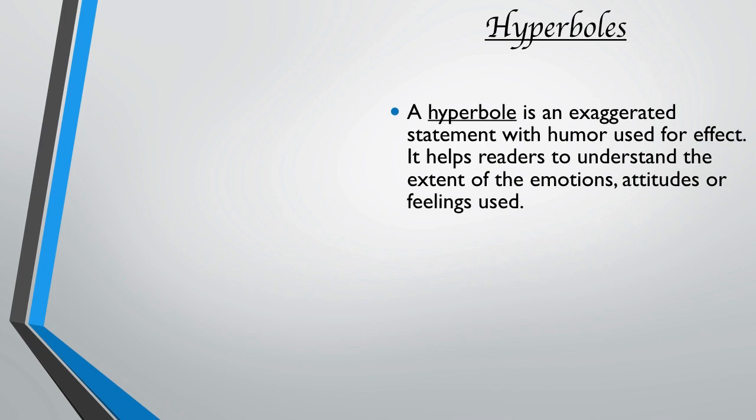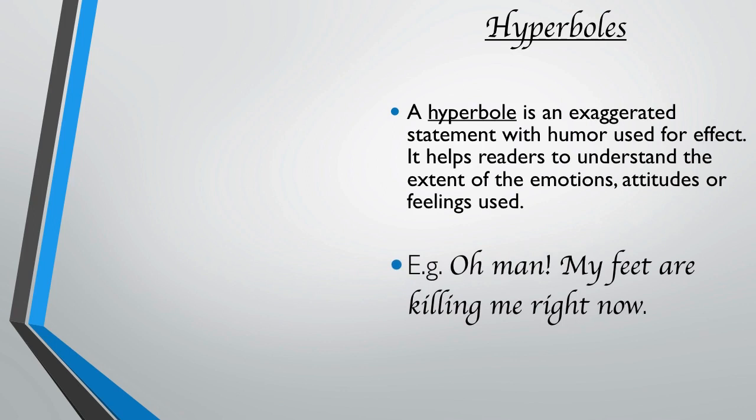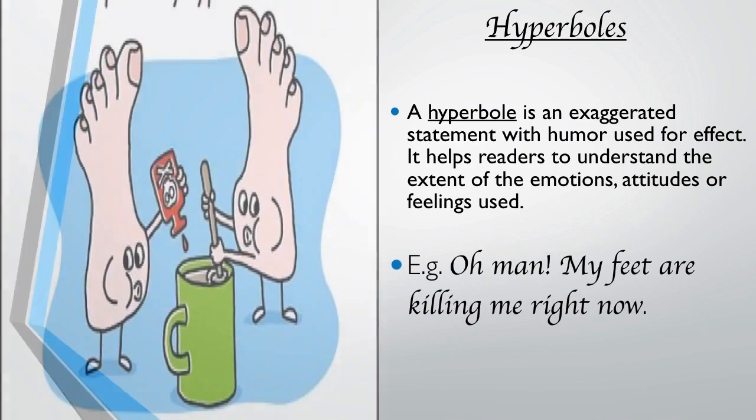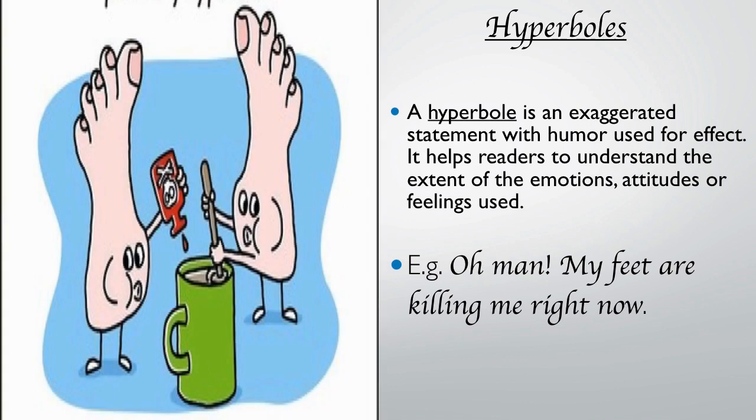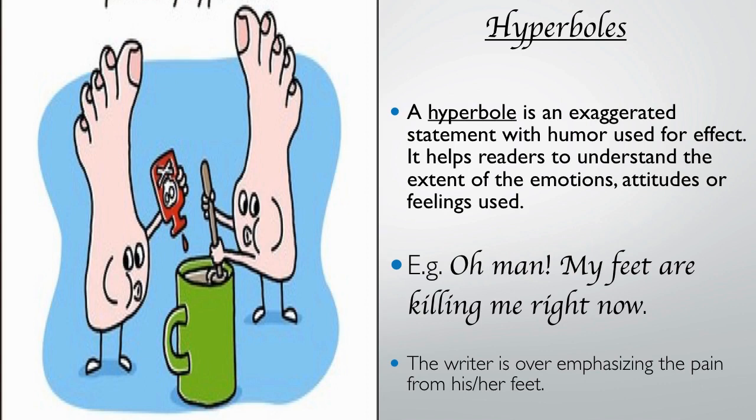And lastly, let's go over hyperboles. A hyperbole is an exaggerated statement with humor used for effect. It helps readers to understand the extent of the emotions, attitudes, or feelings used. So let's look at our example sentence. Oh man, my feet are killing me right now. Alright? The author's not meaning that the feet are actually killing them or literally killing him. But what the author's trying to overemphasize is the pain that is coming from his or her feet.